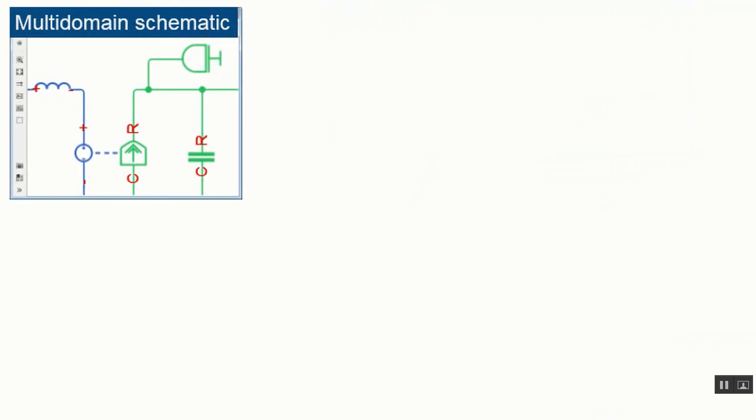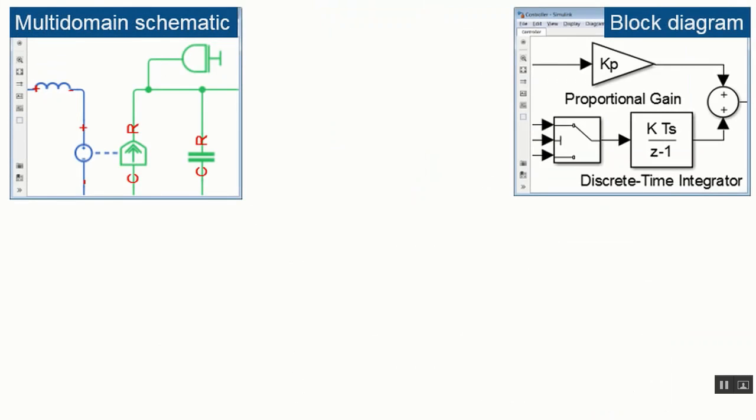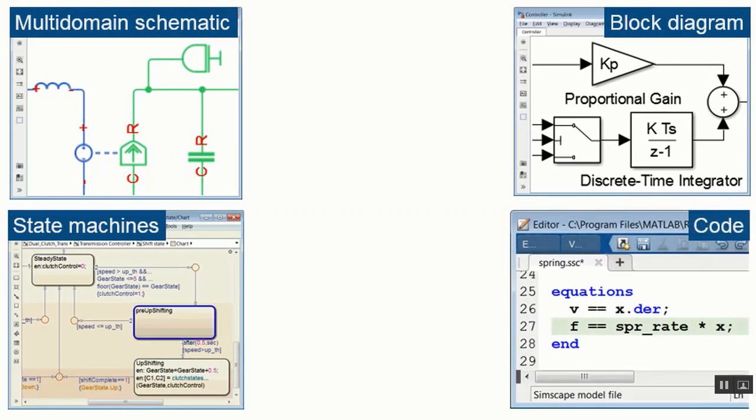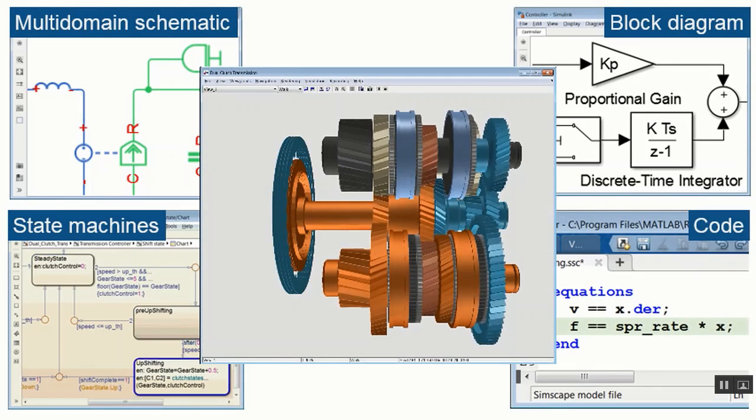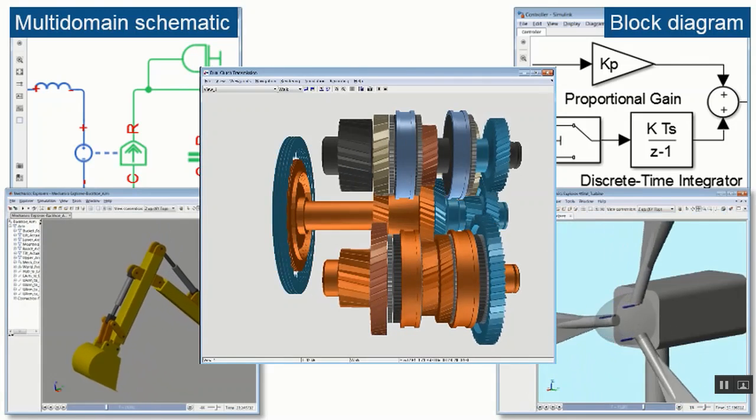Simscape models integrate directly with block diagrams in Simulink, state machines in Stateflow, and MATLAB functions. You can simulate your entire system in a single environment. This accelerates tasks like designing control systems and optimizing system-level performance.